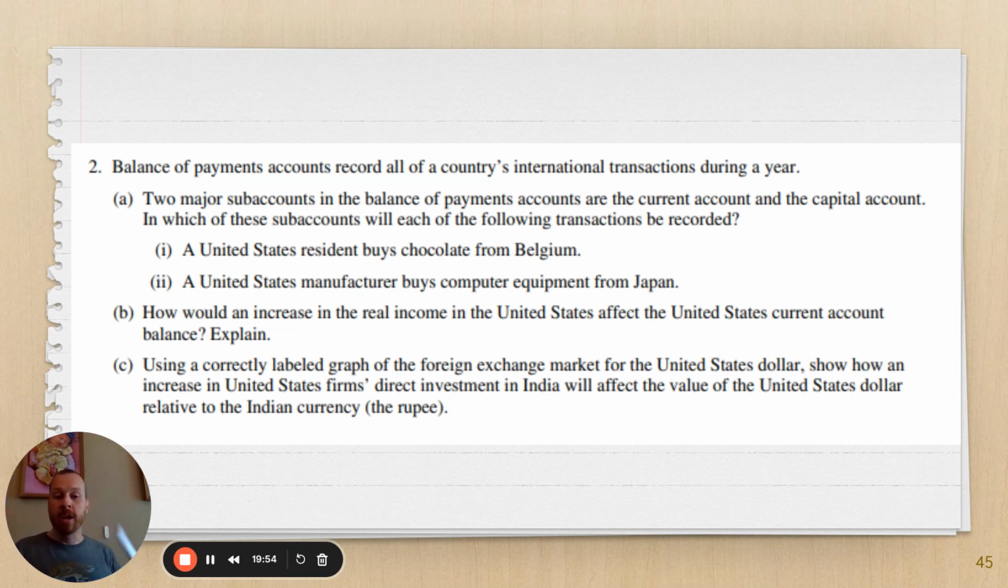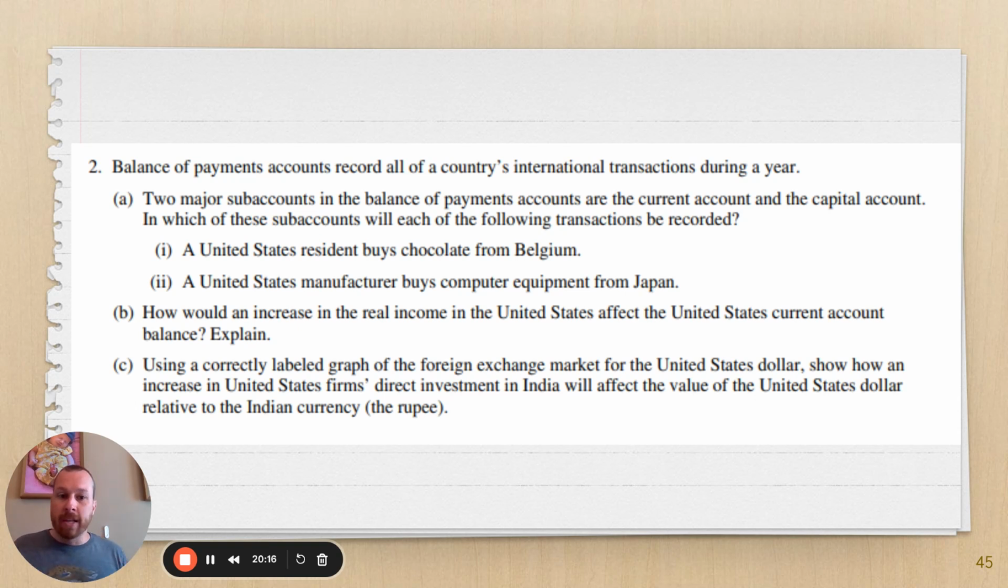Okay. Show how an increase in United States firms' direct investment in India will affect the value of the US dollar relative to the Indian currency. So this isn't euros, this is the rupee. So I should put rupees over dollars instead of euros. I'm stuck on my example.